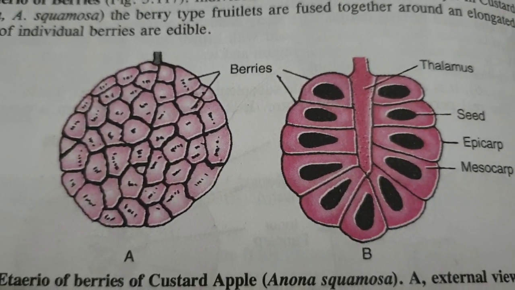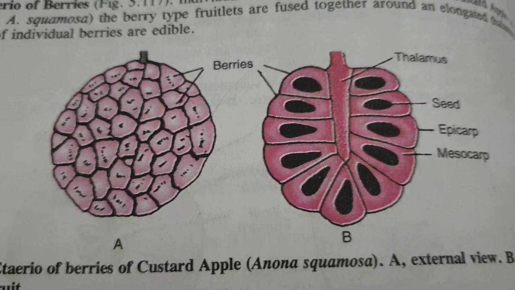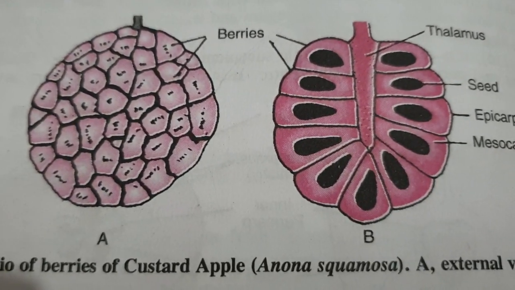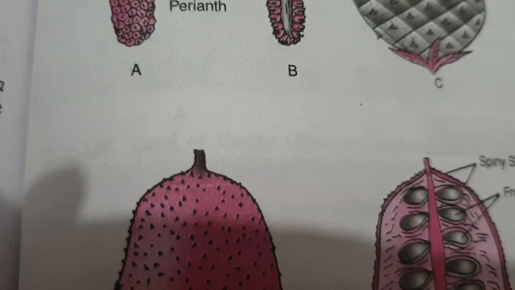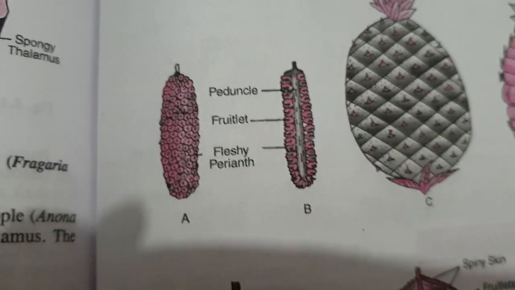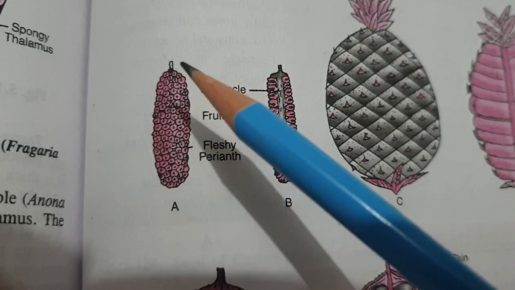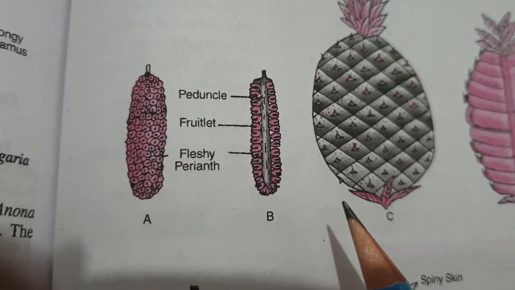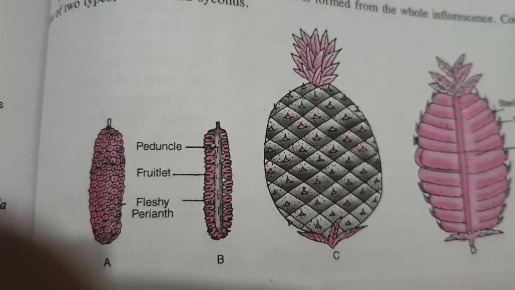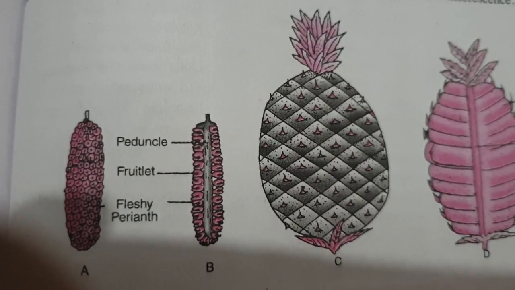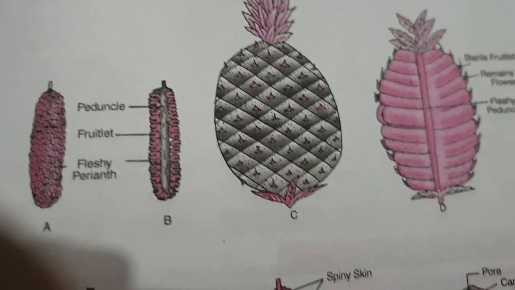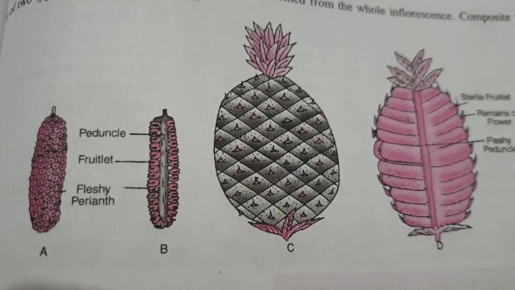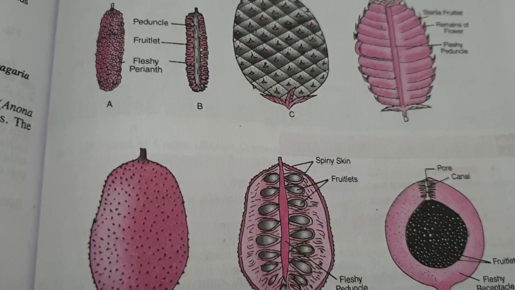Then etaerio of follicles, etaerio of samara, these are also present. Then next we come to the composite fruits. Okay, composite fruits, that means the fruits which develop from the inflorescence. Okay, so this type of fruits are observed in case of mulberries. As you see, this is the inflorescence which is developed into fruit. In case of pineapple, okay, this is also a composite fruit. Then fig. So all these are different types of composite fruits which develop from the inflorescence itself.